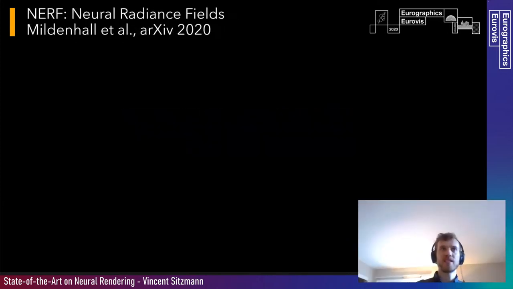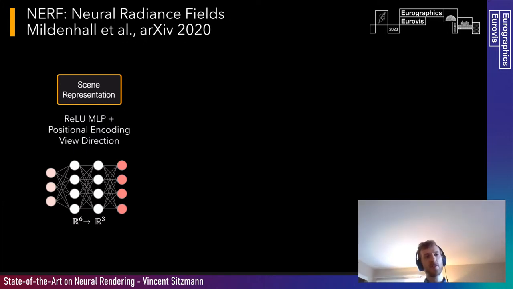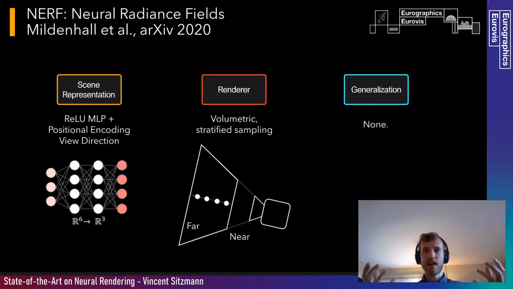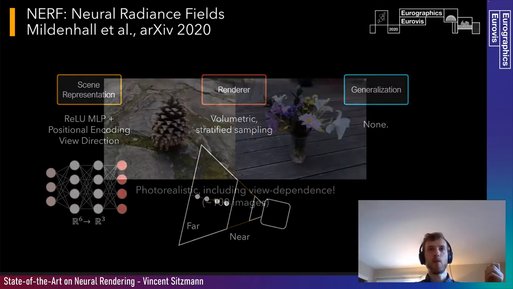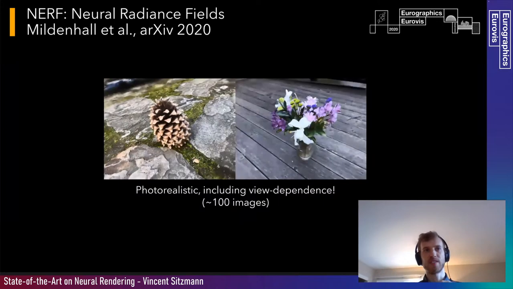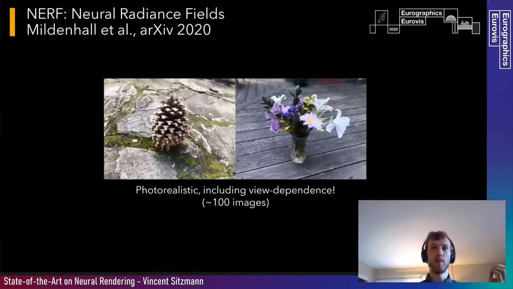So now, recently, this has been extended by Mildenhall et al. And this is called neural radiance fields. It's a very cool work. And here, the scene representation, again, is a fully connected neural network. This time, it gets as its input also the view direction. The rendering algorithm this time is slightly different. It's a volumetric rendering algorithm. But again, it's ray-based. There is a notion of accumulating information along a ray. And this algorithm doesn't generalize. But what it does allow you to do is basically photorealistic, true 3D novel view synthesis. So this is really, really cool.